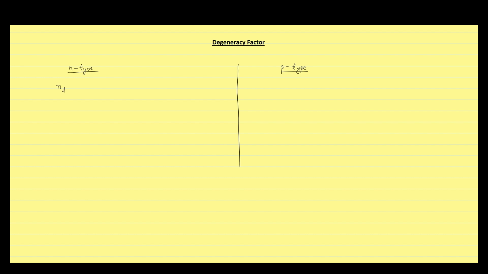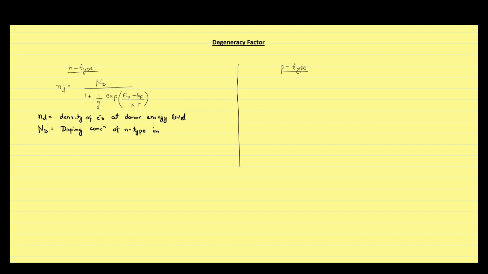The probability function of electrons occupying the donor state is given here, where small nd represents the number of electrons at donor energy levels, whereas capital ND represents the doping concentration of N-type impurity, and G is the degeneracy factor.